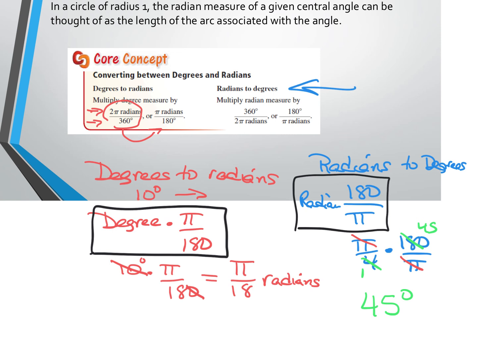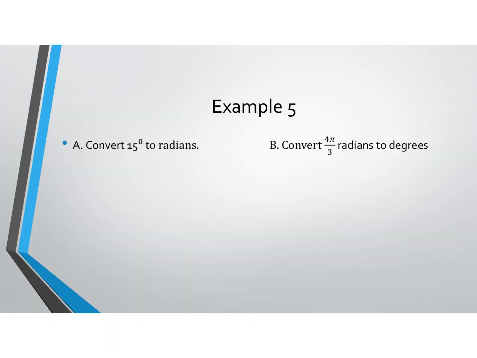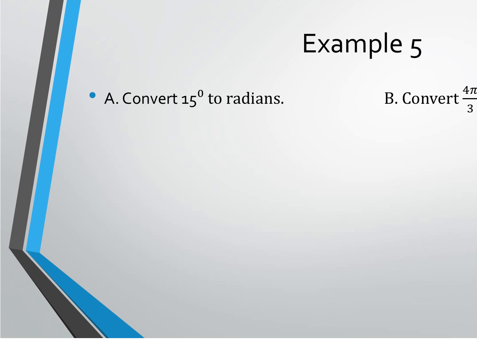All right, let's try converting the next ones. Everybody good? All right, so it wants us to convert 15 degrees to radians. So we're going to take our degree and we're going to multiply it by pi over 180. So 15 times pi over 180.